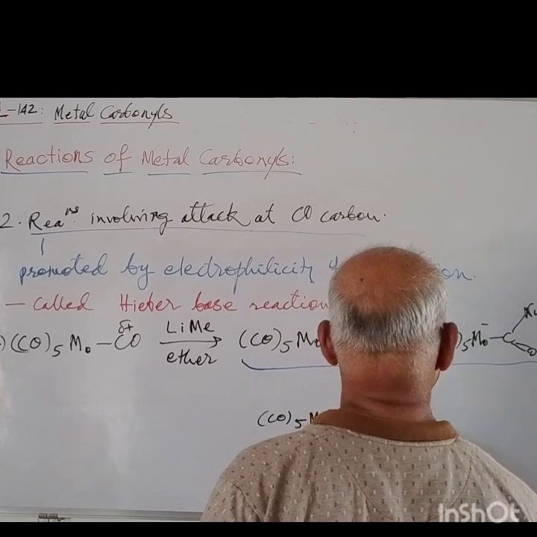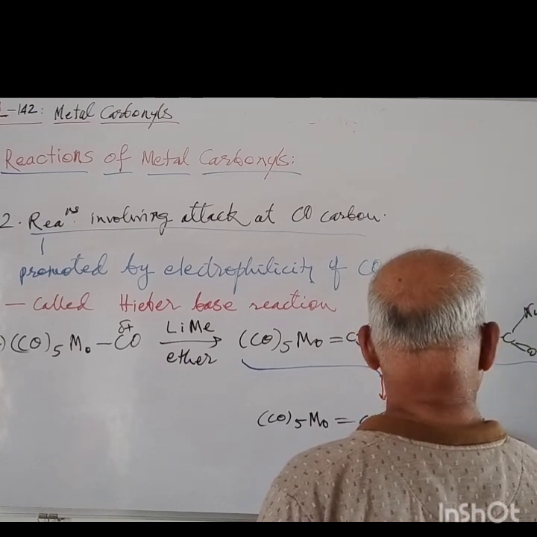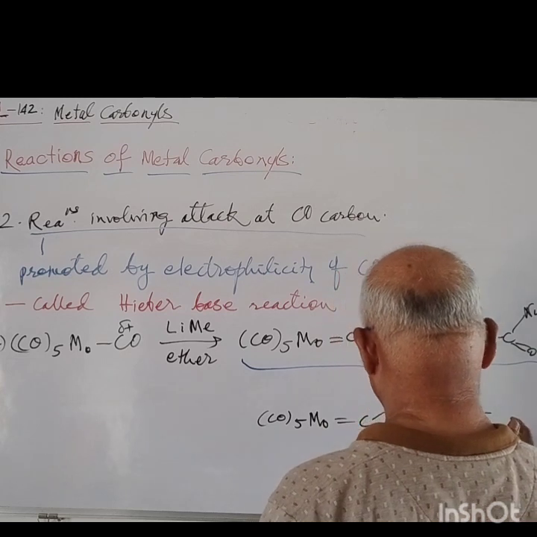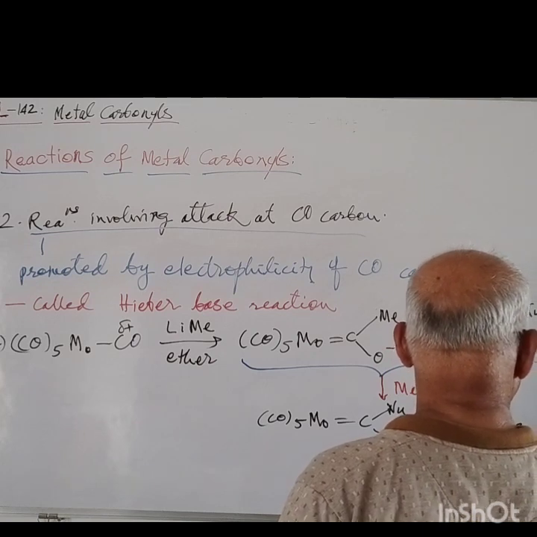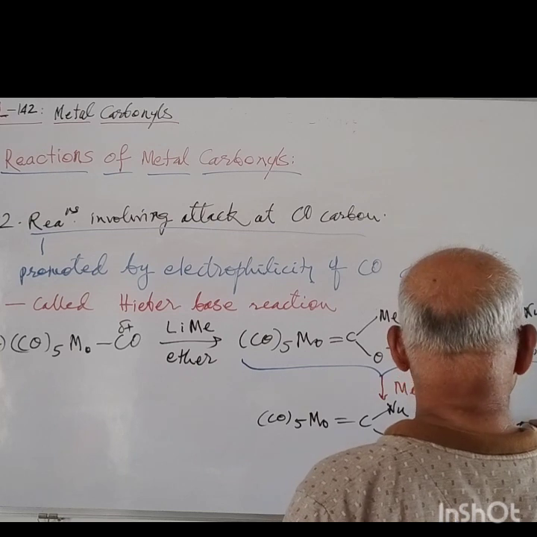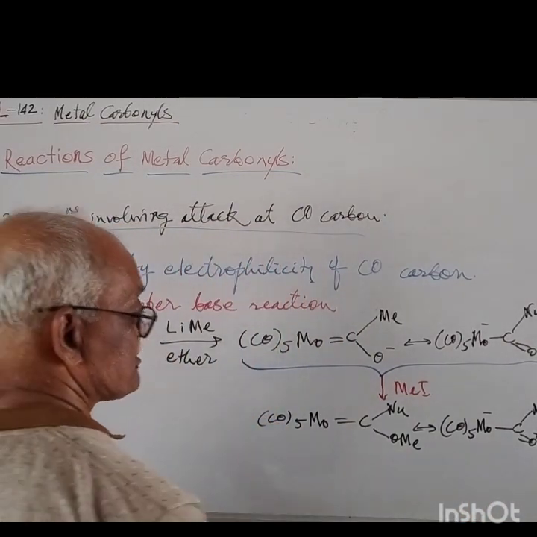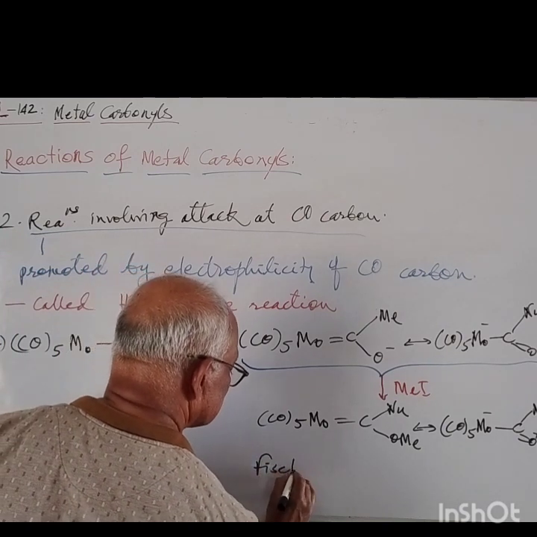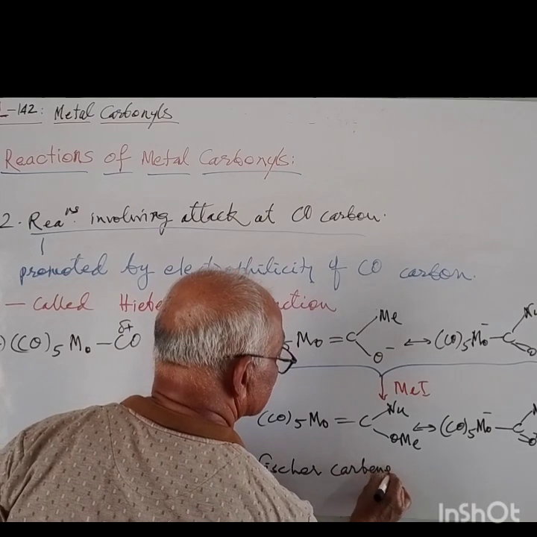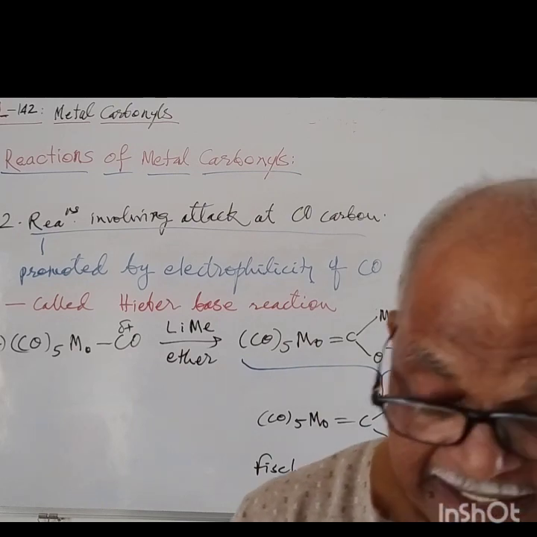This is also in equilibrium with, or interconvertible with, (CO)5Mo minus, with C double bond OMe. The carbon gains an electron-deficient center, and the oxygen becomes electron deficient. So in this way, the Fischer carbene is obtained, and such carbenes are more reactive. Then we will see the second reaction.